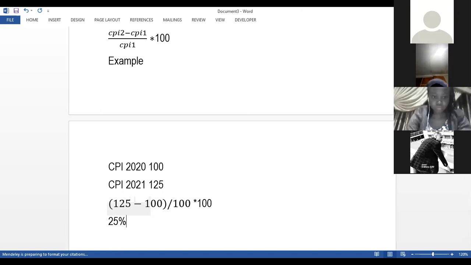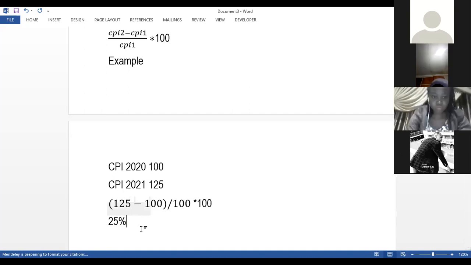And what does this mean if we say that we have an inflation rate of 25% within the economy in 2021? So basically what we're saying is that the general price level within the economy in 2021 increased by 25%. And what does this entail when it comes to the interpretation of the 25%? It means that the cost of living in South Africa has increased by 25% as compared to 2020.